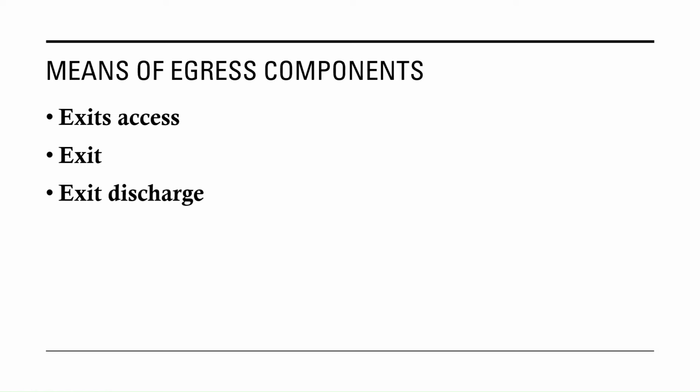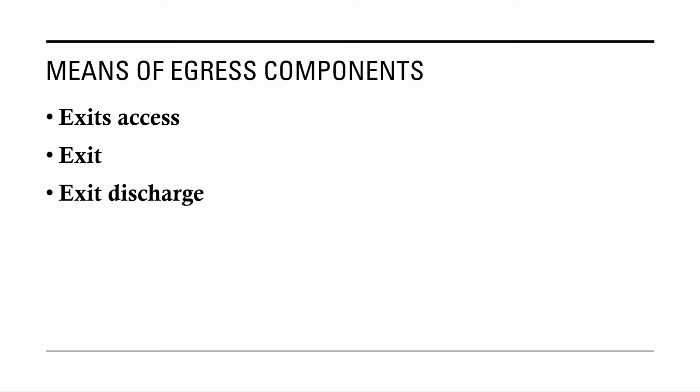The means of egress consists of the exit access, exit, and exit discharge. Capacity requirements apply to all these parts, including the means of egress components, doors, corridors, ramps, and stairs. The general rule here is simple. The total width of the means of egress must be sufficient for the occupant load it serves. NFPA 101 provides unit width factors. These factors convert widths into number of occupants.